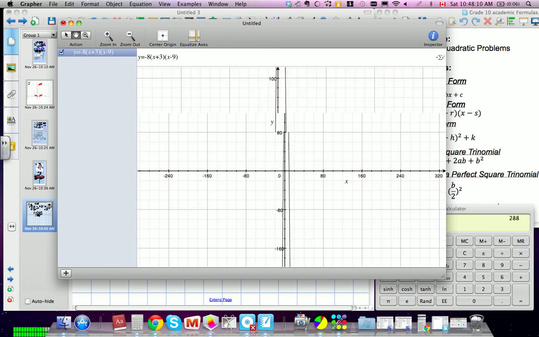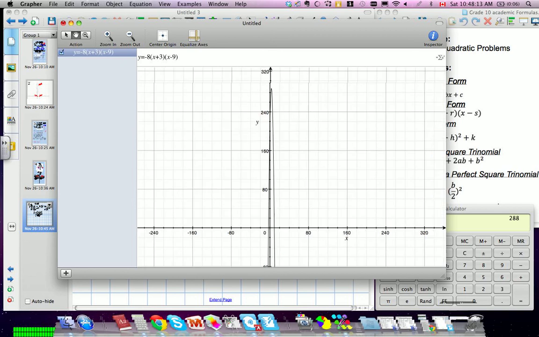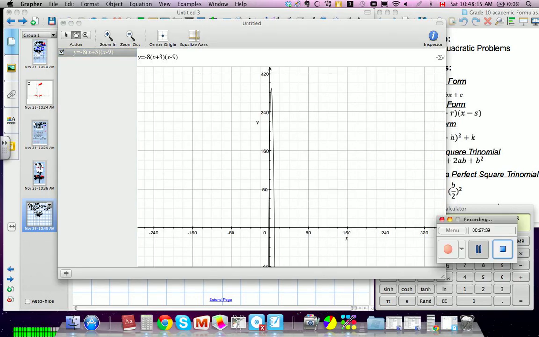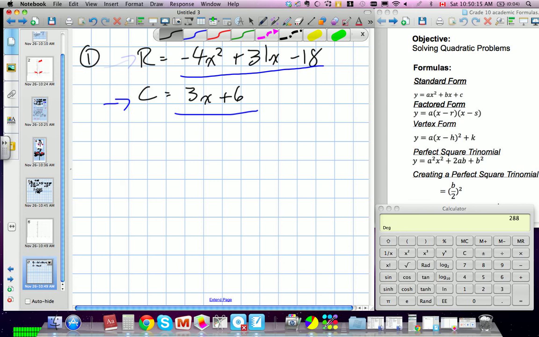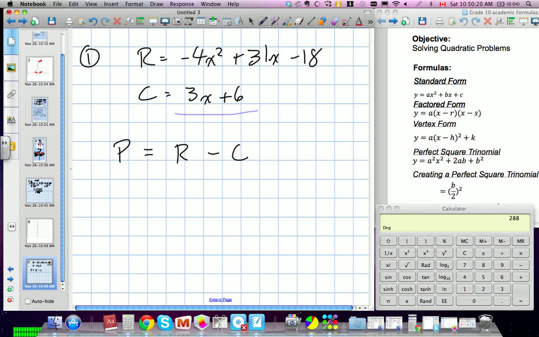Okay, so there's this company, and they discovered the revenue. Revenue is the amount of money they take in, and it is represented by this function. And their cost is represented by this function. They want to know a profit function. Now, profit will be equal to your revenue minus your cost. Revenue is the amount of money you take in minus how much it's going to cost you to produce that. So we take our R and subtract our C for profit. So profit will equal R, which is negative x squared plus 31x minus 18, minus our cost, which is 3x plus 6.